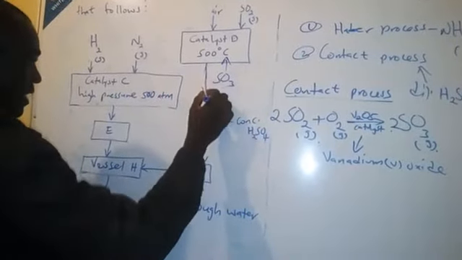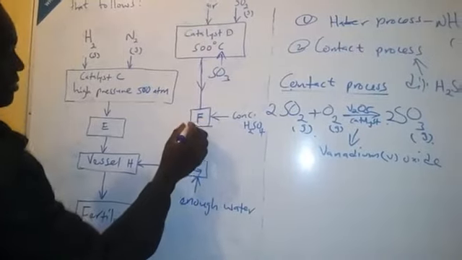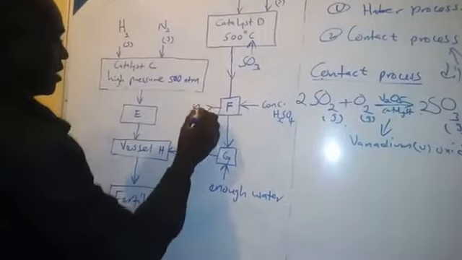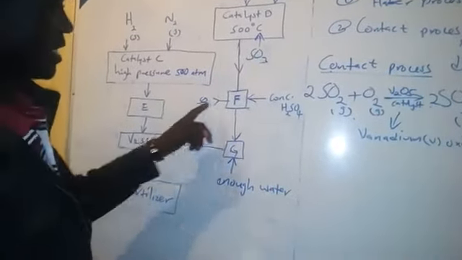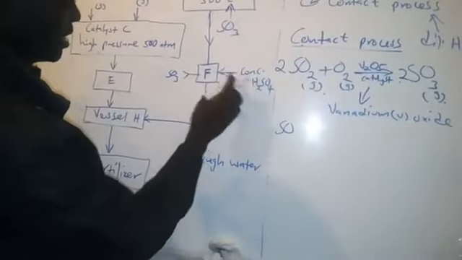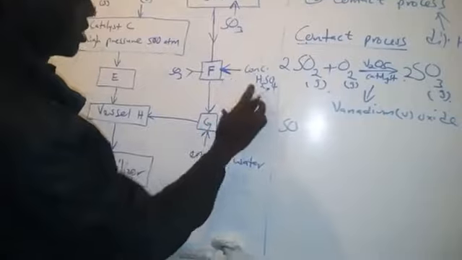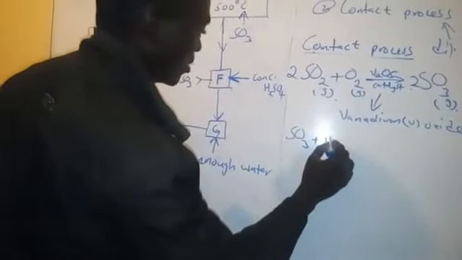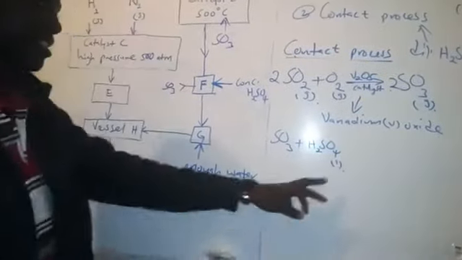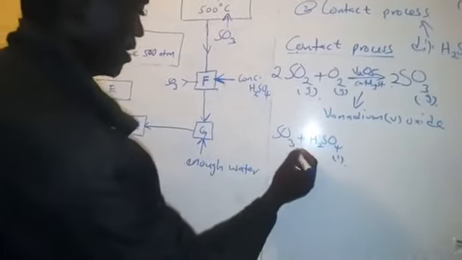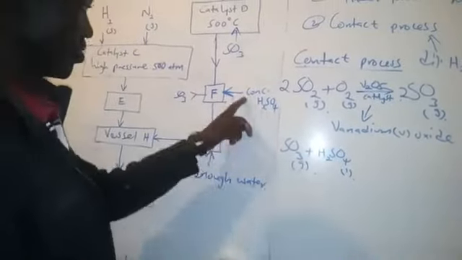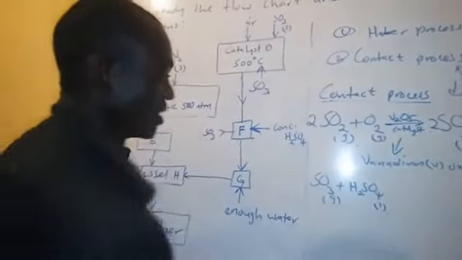So what is coming into chamber F? We are now aware that this is sulfur 6 oxide. Sulfur 6 oxide is entering into this chamber, and at the same time they are also adding what? Conc sulfuric acid. So this is plus conc sulfuric acid. Conc sulfuric acid, the state symbol is L. If you write aqueous, then you are simply saying that it's dilute. So this is conc sulfuric acid, so the state is L.